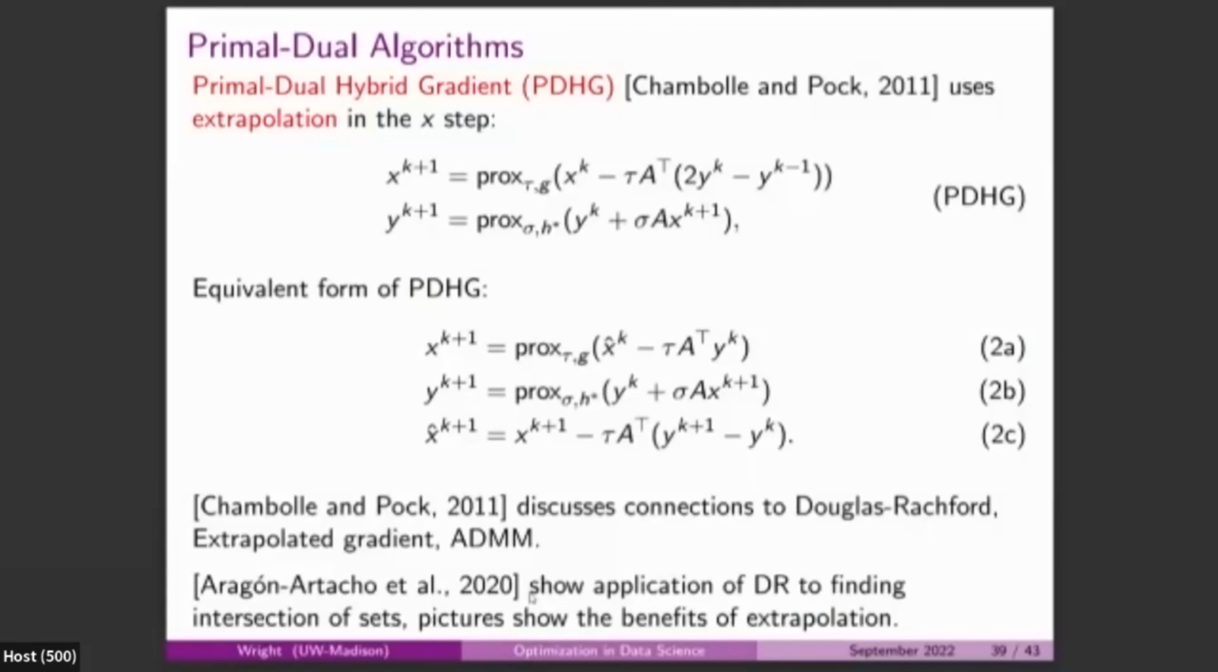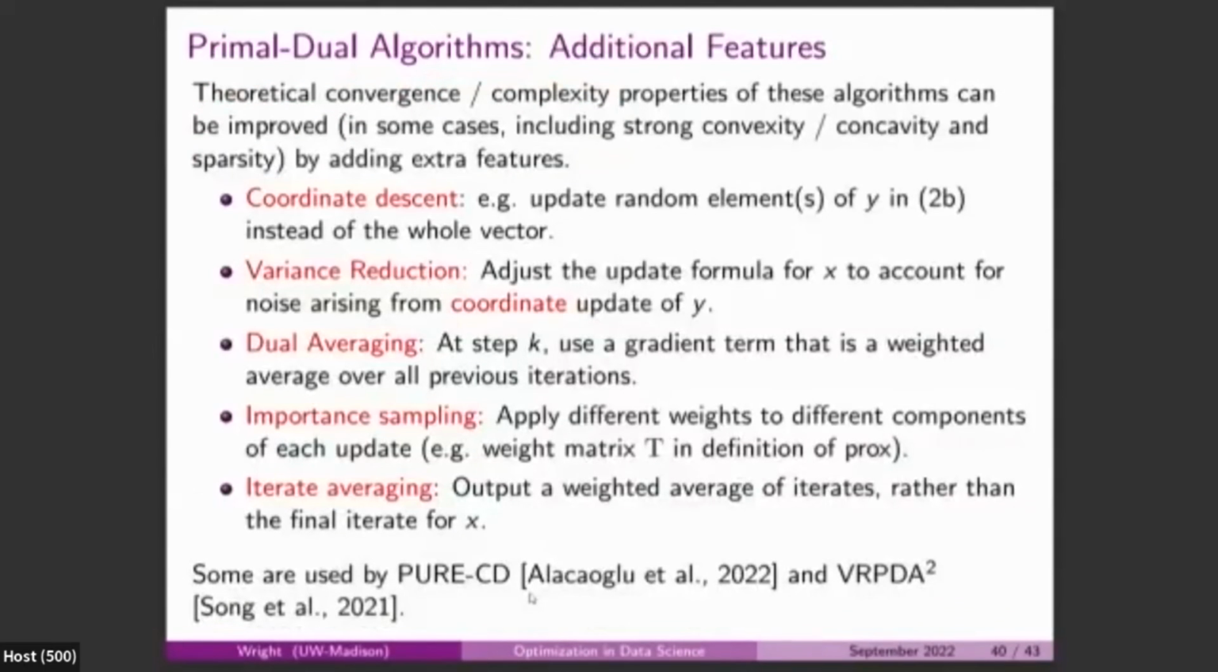There's also this nice paper from 2020 with lots of pictures in it, which shows why using this kind of extrapolation can boost the convergence properties of the method, but it's sort of too complicated to cover right now. But this is kind of the granddaddy of methods for these min-max problems, PDHG. There are many, many modifications and enhancements that can be applied to the basic PDHG idea.